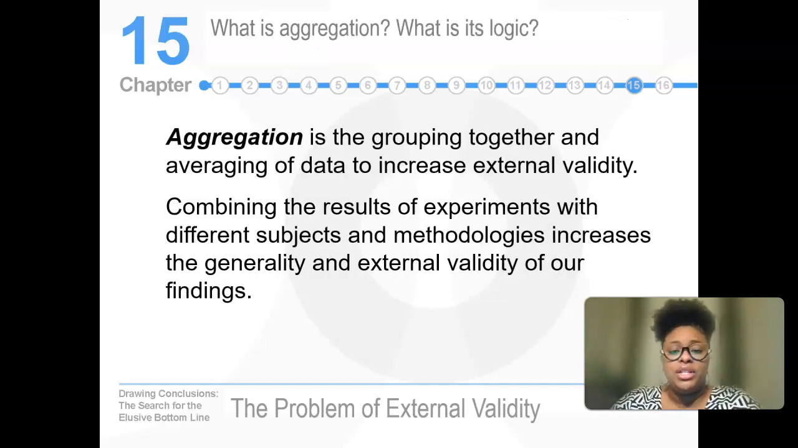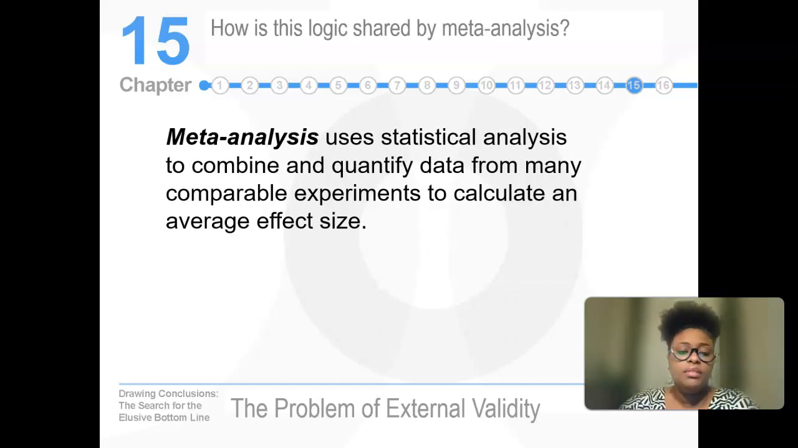To define aggregation, aggregation is the grouping together and averaging of data to increase external validity. So, combining the results of an experiment with different subjects and methodologies increases the generality and external validity of our findings. We may also do a meta-analysis to find logic in our data. You use this meta-analysis as a statistical analysis to combine and quantify data from many comparable experiments to calculate an average effect size.